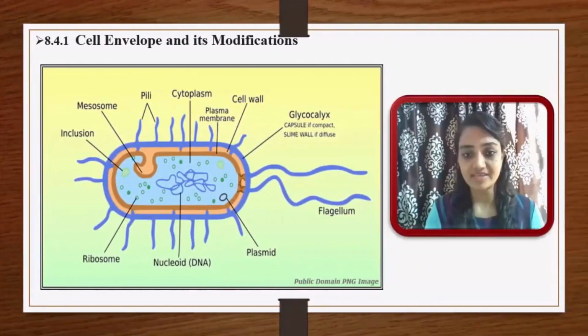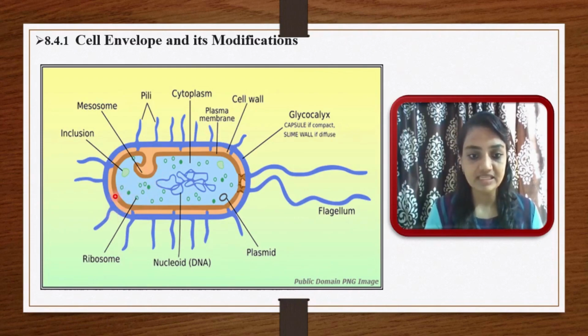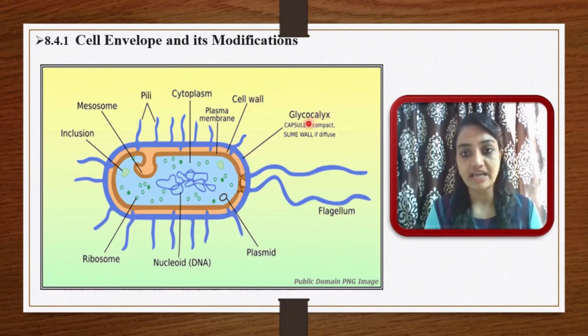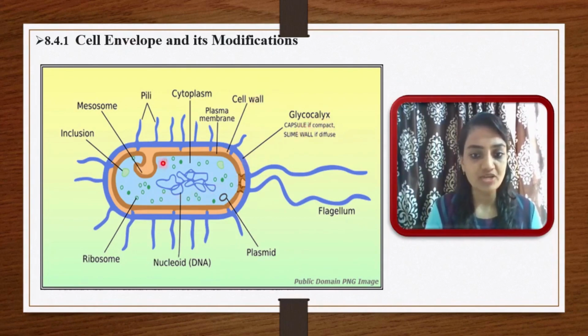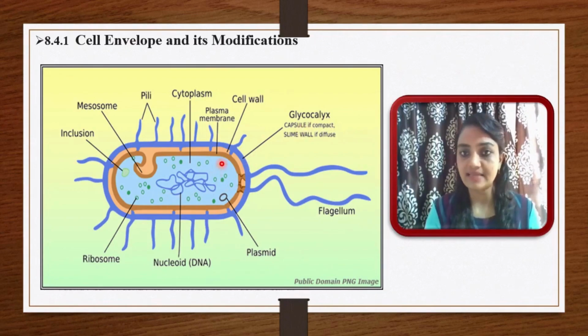In this slide you can see a diagram of a typical prokaryotic bacterial cell. Let me go through this diagram in detail. First of all, the cell is covered with three layers. The innermost layer is the plasma membrane. Then outside this you will observe the cell wall. The outermost layer is the glycocalyx, which is also considered a capsule. So three layers surround this bacterial cell: innermost is the plasma membrane, the middle one is the cell wall, and outermost is the glycocalyx.